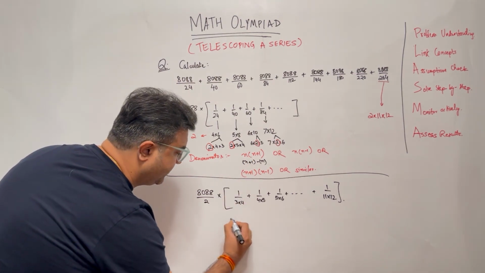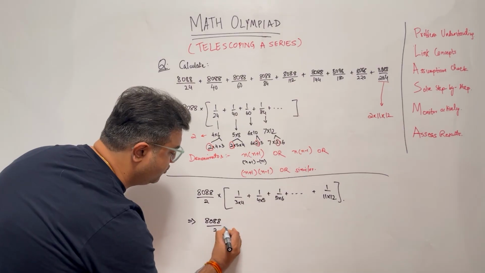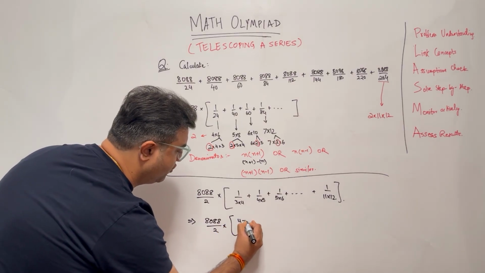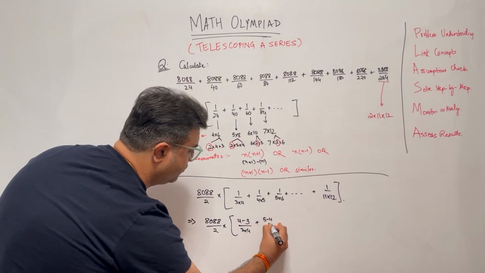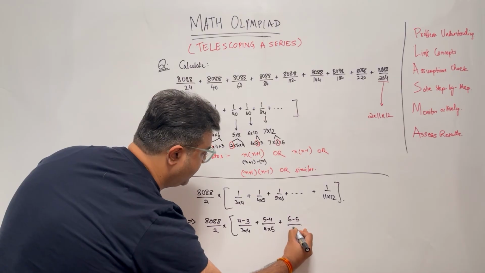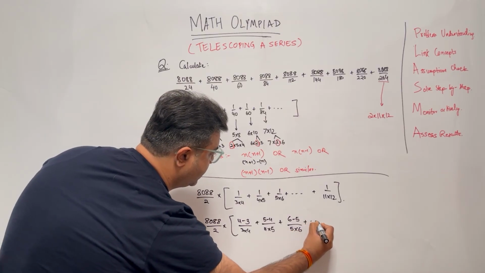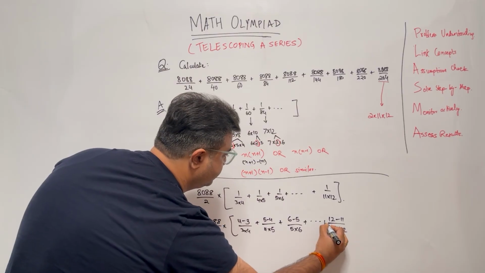Similarly, this will turn into 8088 divided by 2 multiplied by 4 minus 3 divided by 3 into 4, plus 5 minus 4 divided by 4 into 5, plus 6 minus 5 divided by 5 into 6, and then up to 12 minus 11 divided by 11 into 12.